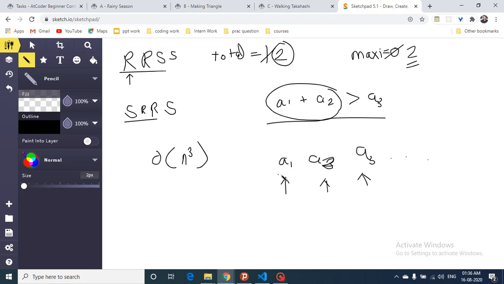So let's assume that you have these 3 elements and you want to check whether they will form a triangle or not. So eventually obviously the pointer which points at this is I, this is J, this is K.